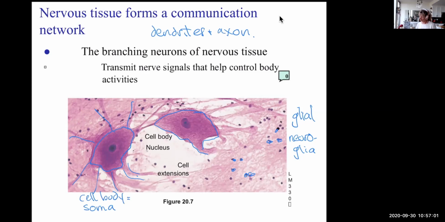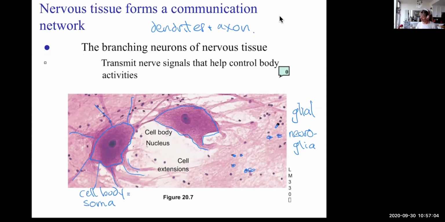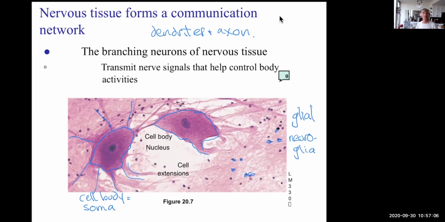Nervous tissue. And I'd like to end our tissue lecture there.